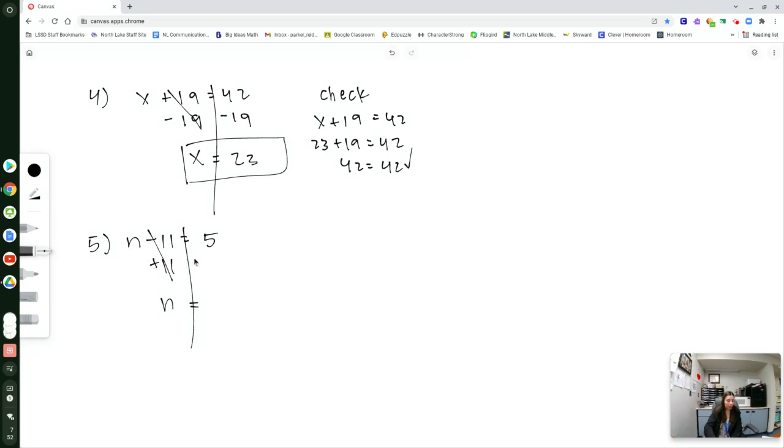But whatever I do to one side, I must do to the other side. So we need to add 11 over here as well. 5 plus 11 makes 16. So that's my solution, n equals 16.